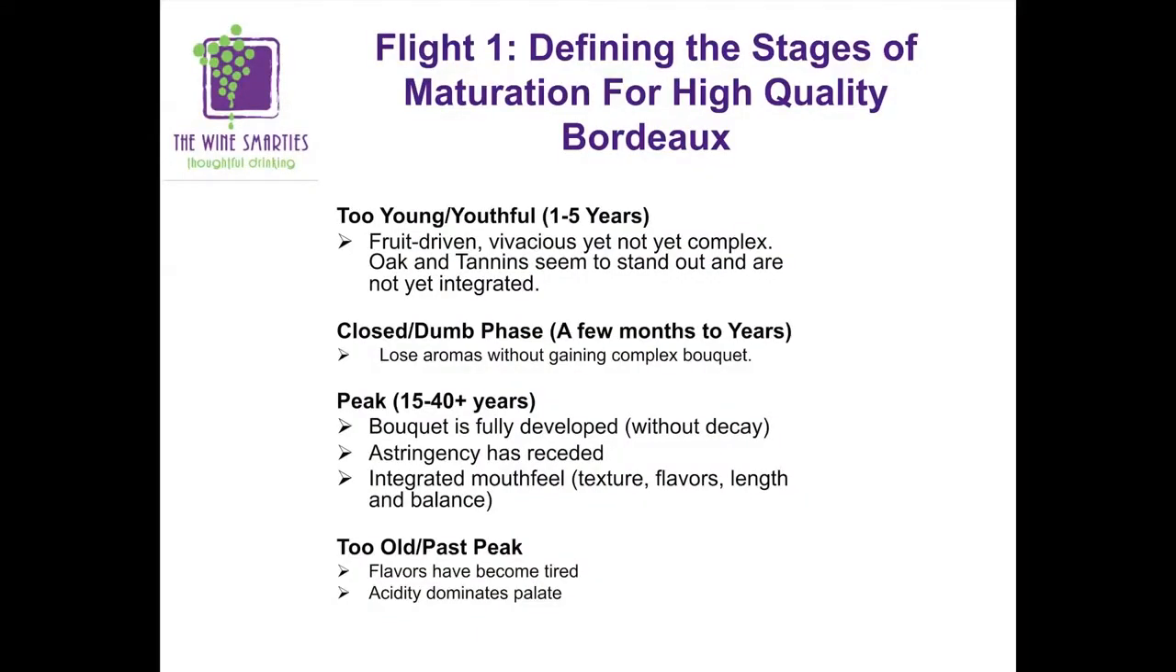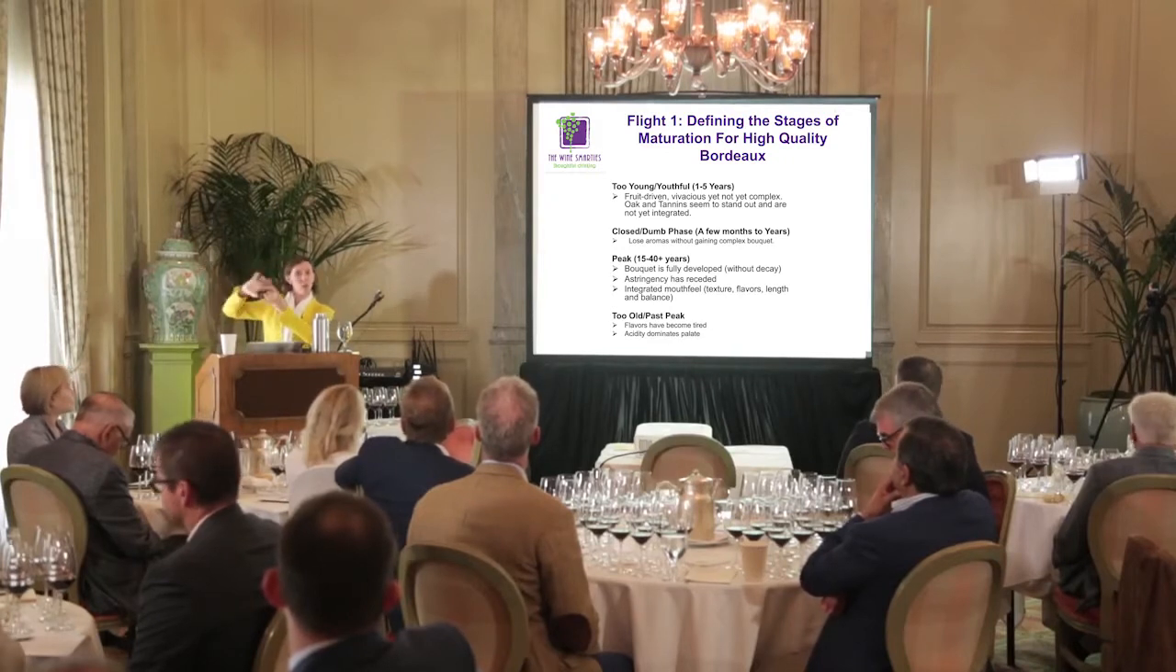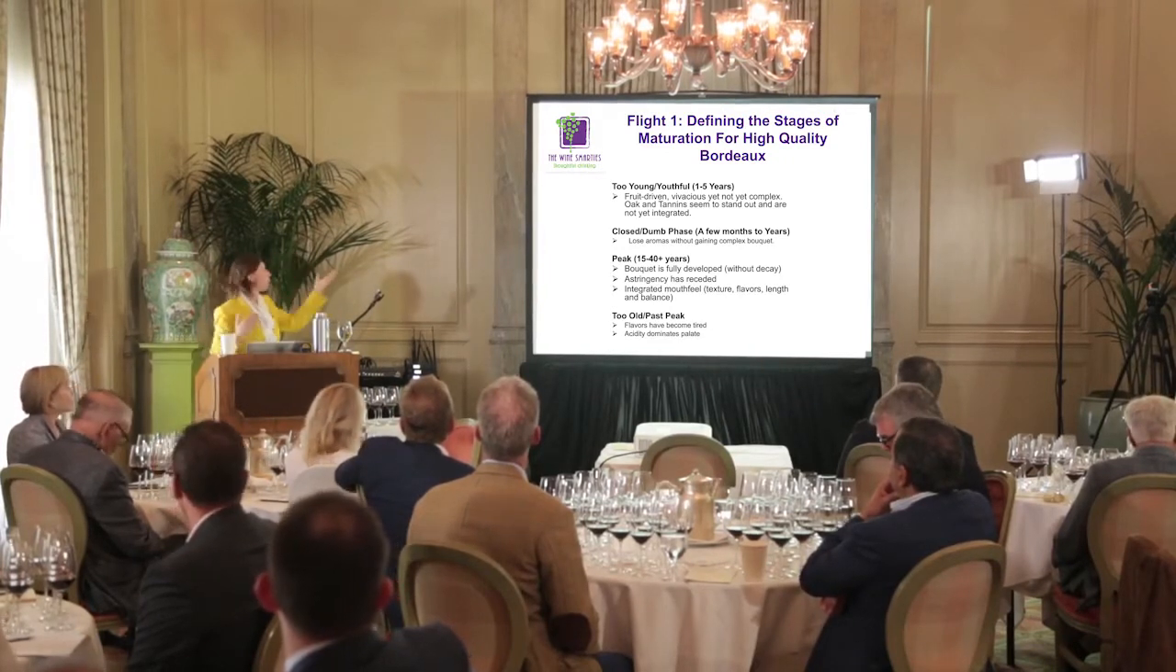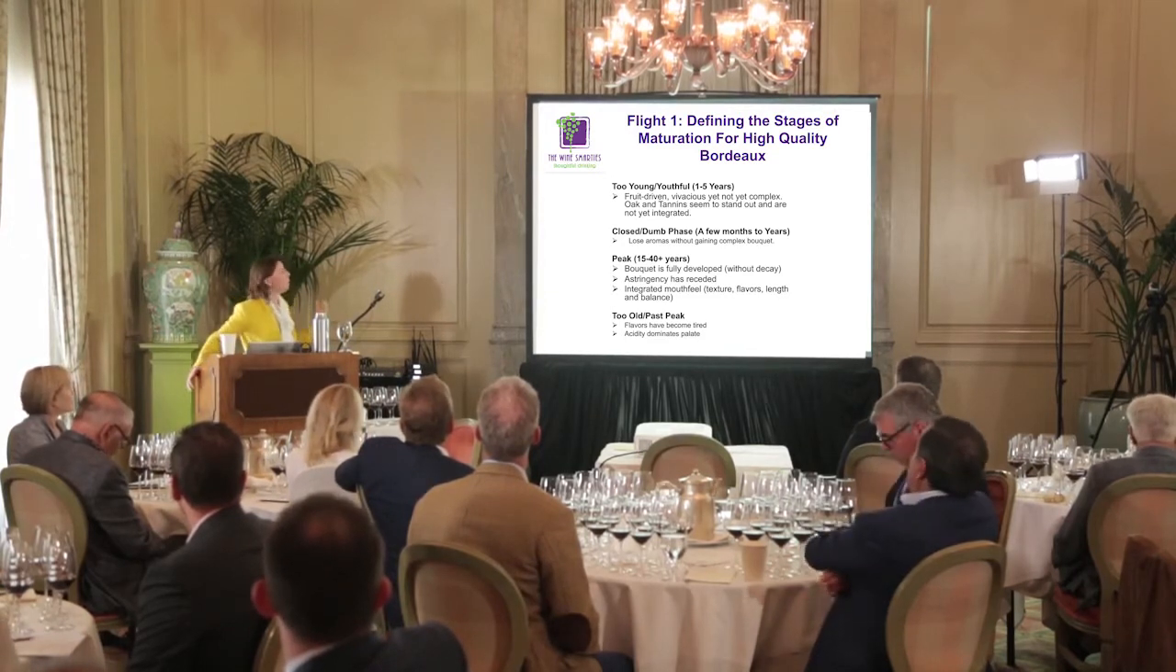Too young: youthful, fruit-driven, vivacious, yet not yet complex, with oaken tannins that stand out and are not yet integrated. Then the closed or dumb phase. I've heard both terms. Or shut down, that would be another way to say it. You lose aromas without gaining bouquet. What does that mean? It's muted. It doesn't have the evolution of the bottle bouquet yet, but it also isn't showing fruit-driven, oaky flavors. It's shut down, dumb, or closed.